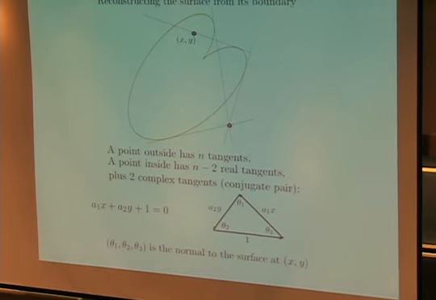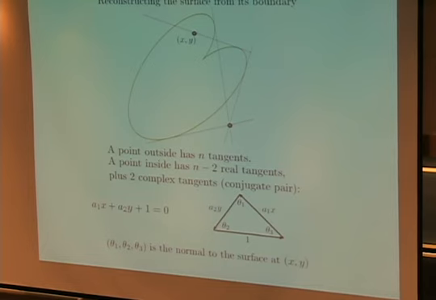But since it's an algebraic curve, they can't really disappear. What happens is they become complex. So a point outside here has three tangents, a point inside has one real tangent line. The other two tangent lines have become complex tangent lines. So, this is the equation of a line in the plane. If A1 and A2 are complex numbers now, that's the equation of a complex tangent line.